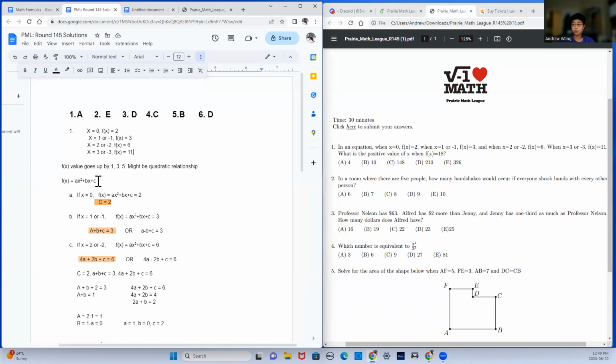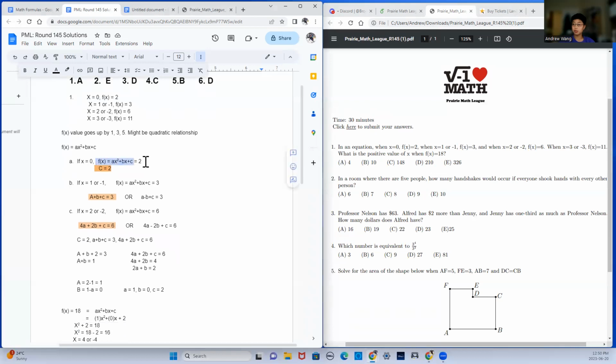So we can put the quadratic formula and set f(x), function of x, equal to ax squared plus bx plus c. So now we can try out the different x values to see if we can get the values for a, b, and c using this quadratic formula. So when x equals 0, the function of x, ax squared plus bx plus c, equals 2. And in the end, we get c equals 2. So it's a good sign that we already have c.